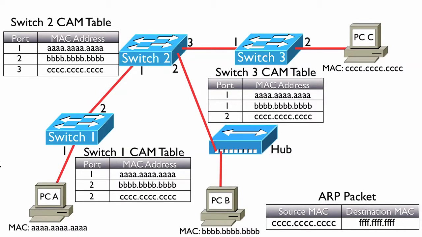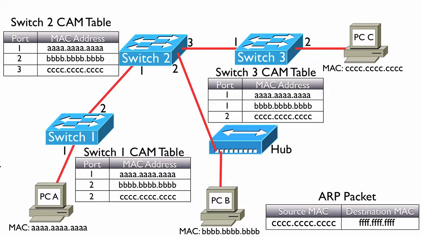The hub is not going to do anything other than just regenerate those bits and send them down to PCB, but switch 1, it made an update to its CAM table to say that the all C's MAC address, the way we get there is we go out of port 2 on switch 1. The frames go down, the PCs discard them, and at this point, we have fully populated the CAM table for all 3 of our switches.